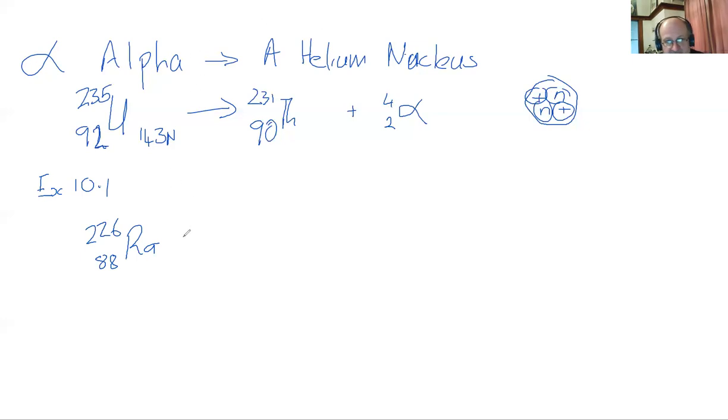So radium 226 is going to break down, and we're going to end up with an alpha particle. And we know alpha particles have 2 protons and 4 nucleons. So if we go 88 minus 2, whatever this mystery element is, it's going to be 86. And we go 226 minus 4, so 222. If I go 222 plus 4, that's 226. If I go 86 plus 2, that's 88. And this is going to be radon.